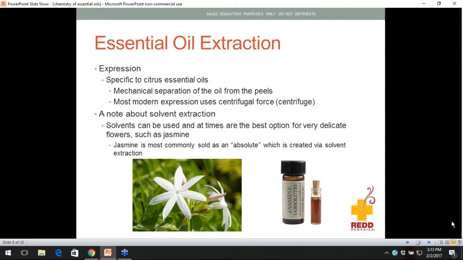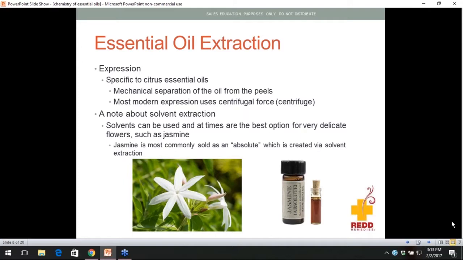Now, back in the day, hundreds of years ago, this was done by hand, where they would basically push on the peels with a sponge and then soak up the oils with a sponge and squeeze the sponge out and keep going from fruit to fruit. They don't really do that anymore. It's too time-consuming. So most modern expression uses a centrifuge.